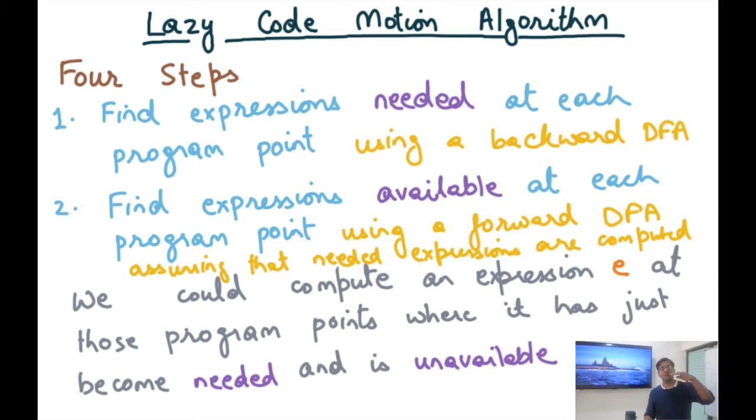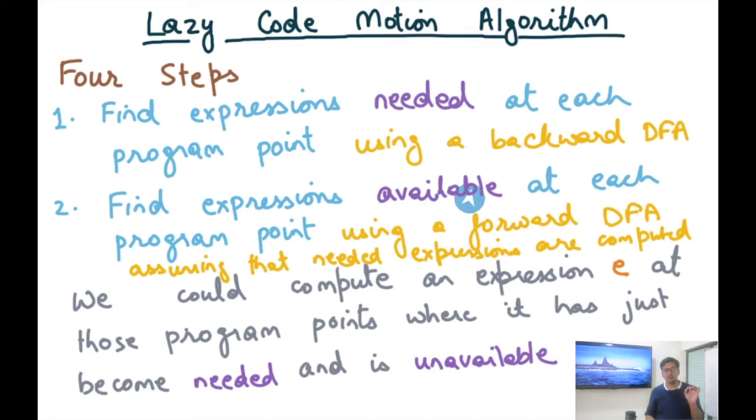So if an expression is needed at a particular program point, we hypothetically assume that it is computed. So what am I doing here? The second data flow analysis, which is available expressions, is going to use the results of the first data flow analysis, which is needed expressions. And so I'm going to say that an expression is available at a particular program point if it is needed on all the incoming paths. So that's what it means.